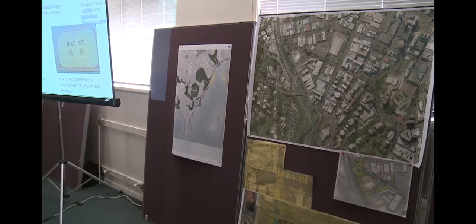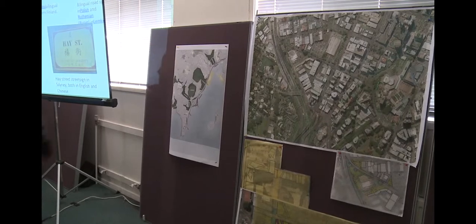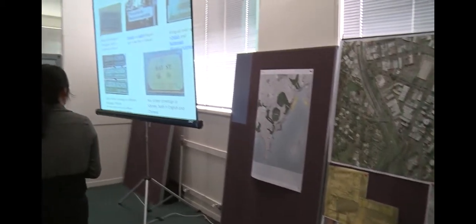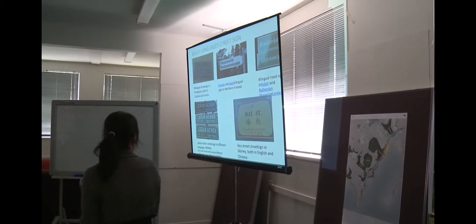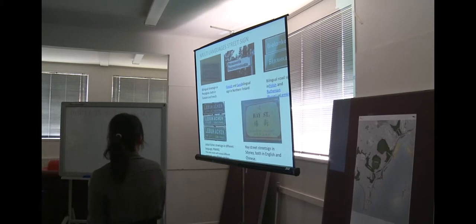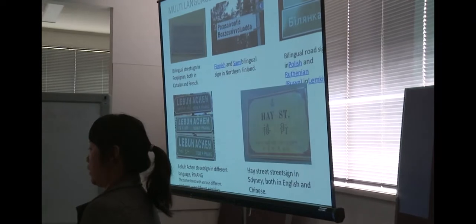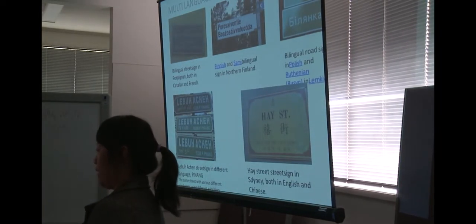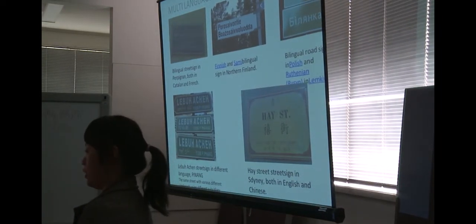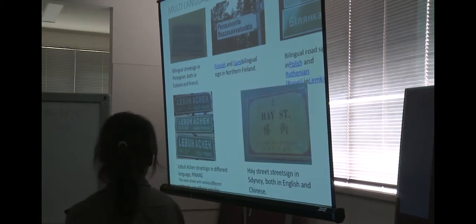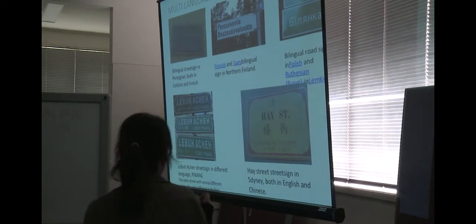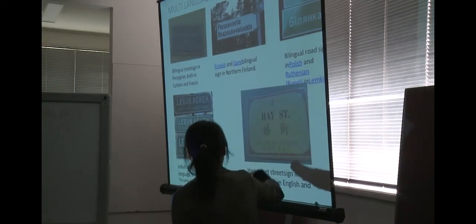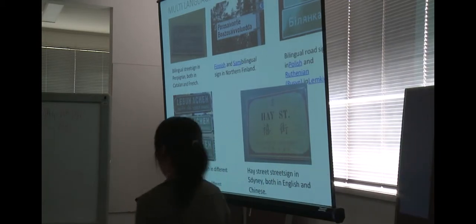For example, this is the Hay Street sign in Sydney. Hay Street is situated in the Sydney CBD, and its name comes from the famous hay market there before. But in the late 19th century, Sydney's Chinatown began to establish around Hay Street, and that's when people translated Hay Street into Chinese. Now we have Hay Street, and we also have its Chinese name.